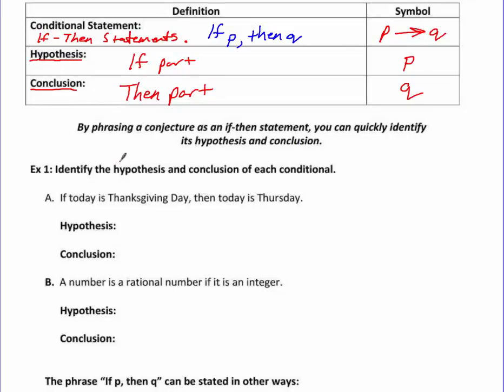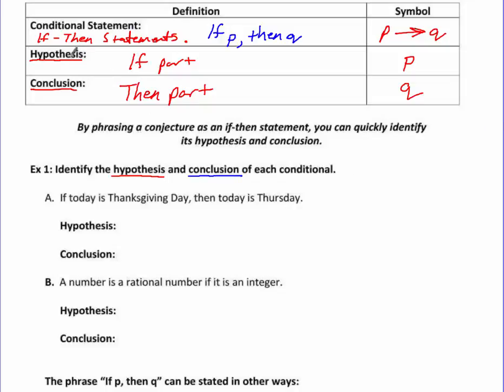So we're going to move down and look at an example because that's the easiest way to understand these. A conjecture from your inductive reasoning can be phrased as an if-then statement. It helps you explain things that depend on other things. So we'll do a quick example. We're going to identify the hypothesis and conclusion of each conditional.